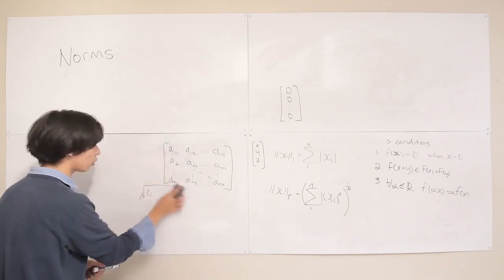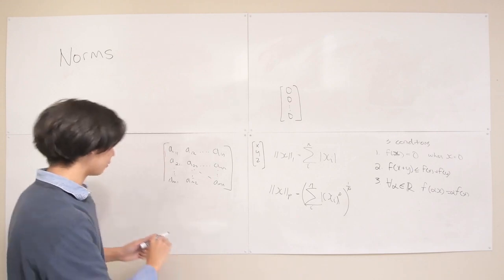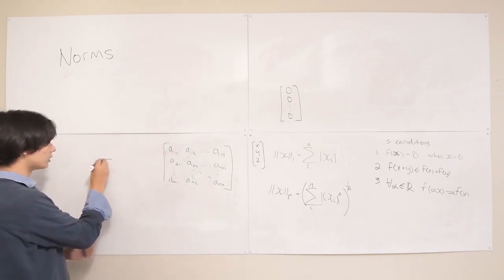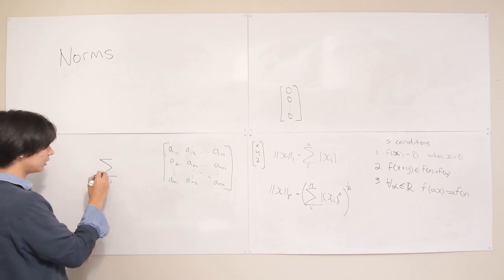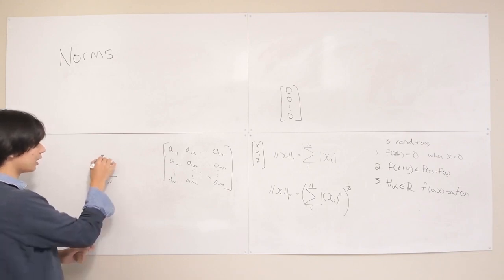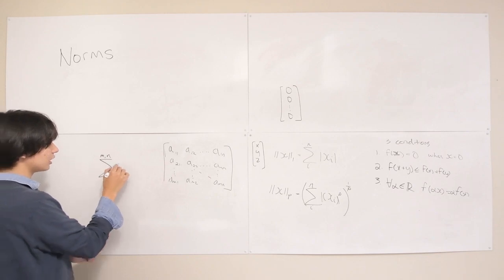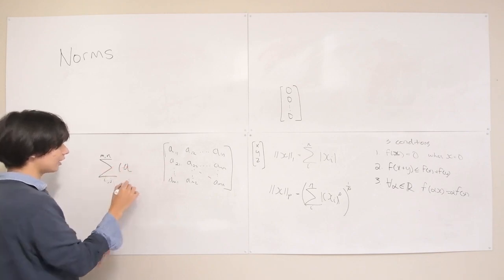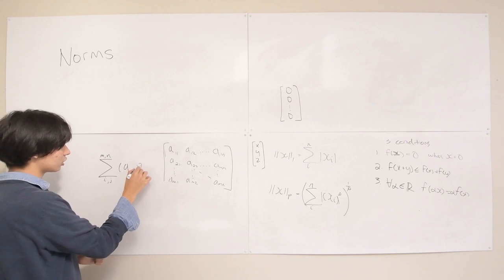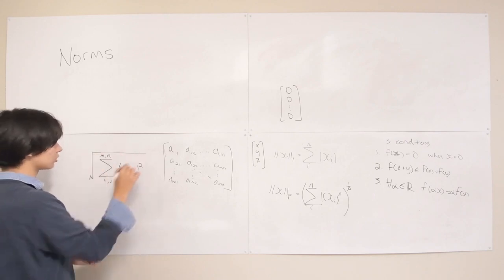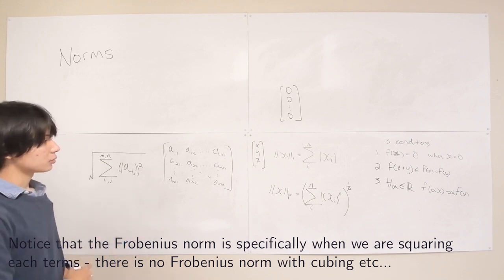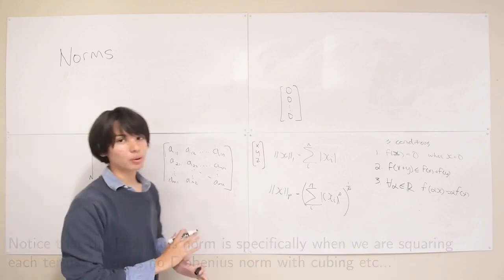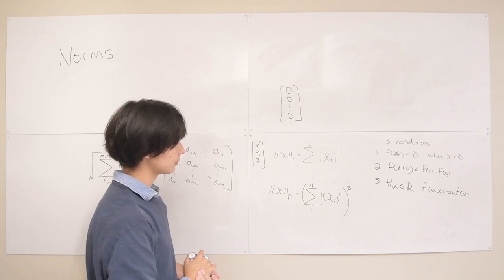The official formula for this, if you want it, although it's not really that helpful if you just understand what it is, is a summation over all the i and j up to m and n. You take each a_ij, square it, and then take the square root of the sum. So that's the Frobenius norm. That's for matrices, and it's generally the only one we use in machine learning for matrices.